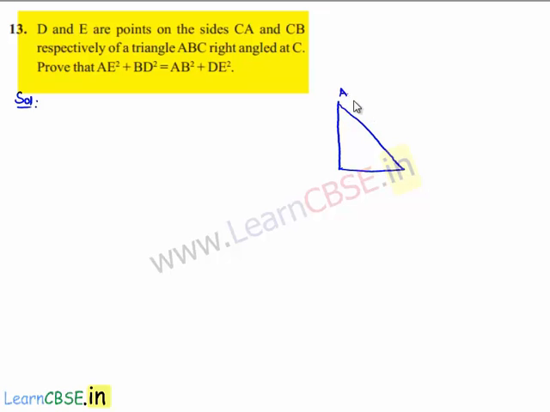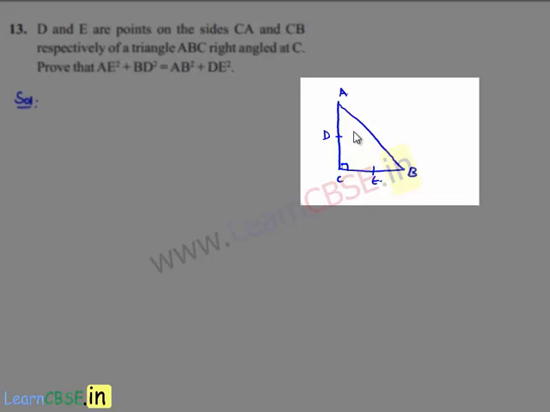ABC, which is right angle at C. Here he says that D is a point on CA and E is a point on CB. And finally he asked us to prove that AE square plus BD square is equal to AB square plus DE square.